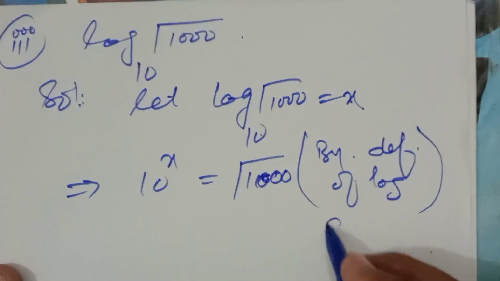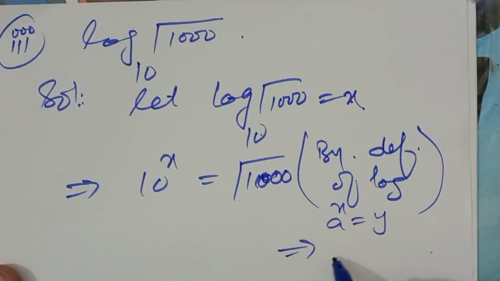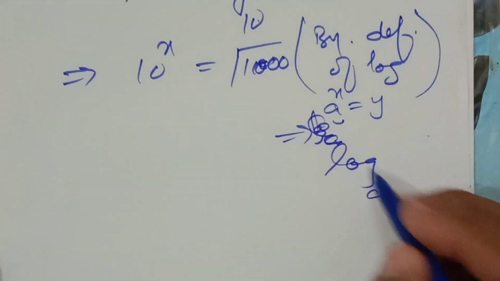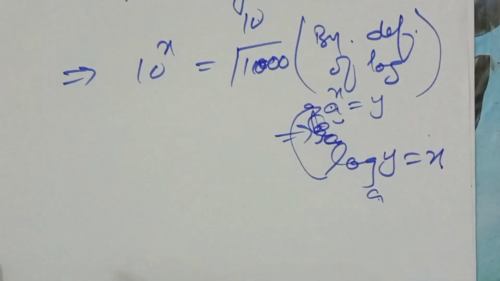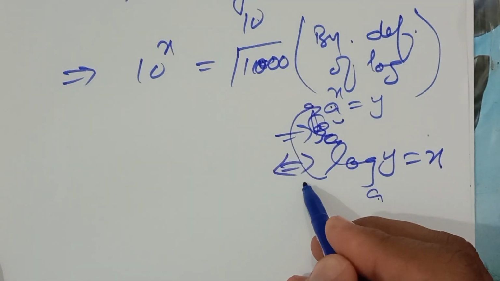So we can say that e raised to power x is equal to y in logarithmic form; e raised to power log with base a of y is equal to x. We can also change it to this form. This is an if and only if form.